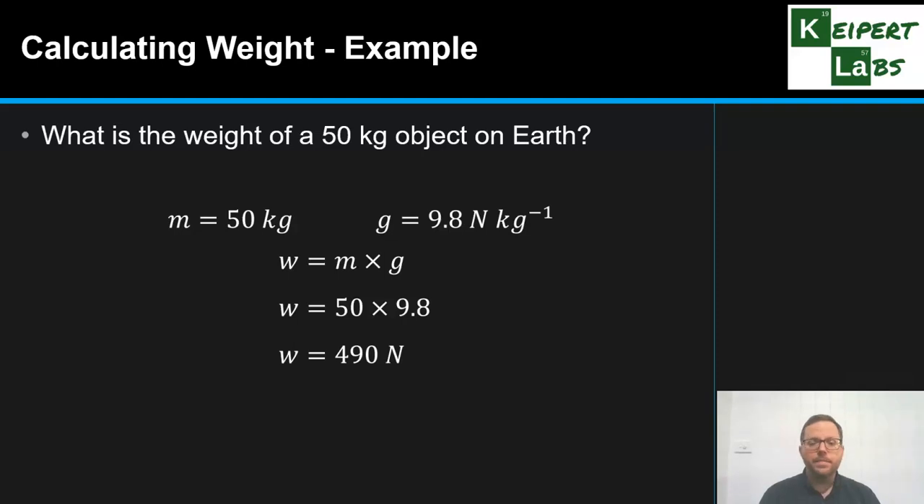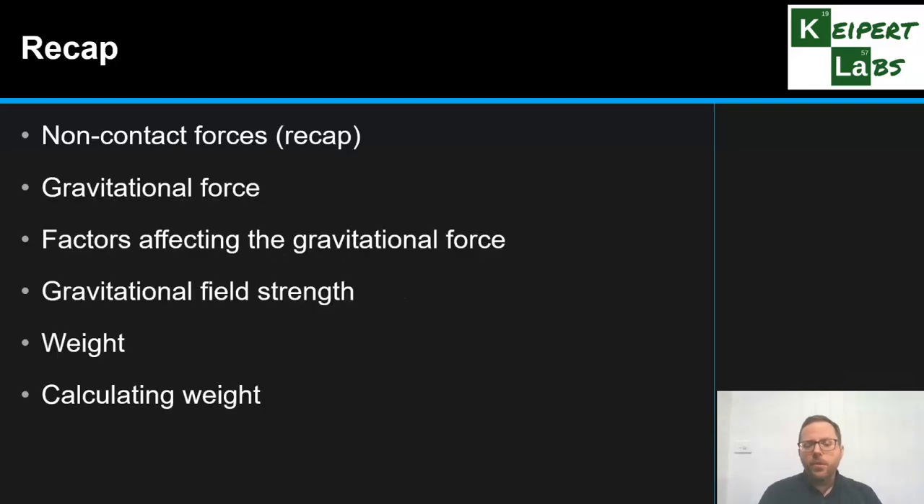And that's weight. So what we've looked at in this video, we've reminded ourselves about non-contact forces, and we've looked at the idea of gravitational force and the factors that affect it, the mass and the distance between those two objects. We've looked at gravitational field strength and seen how the mass of the object causing this gravitational field changes how strong that is. We've looked at how the effect of this gravitational field on an object is technically known as weight, and we've seen how we can calculate that.